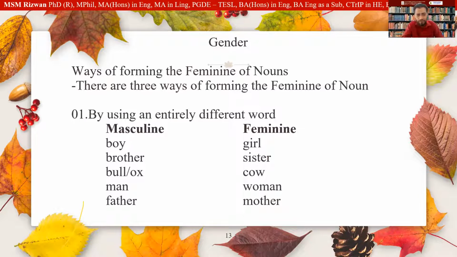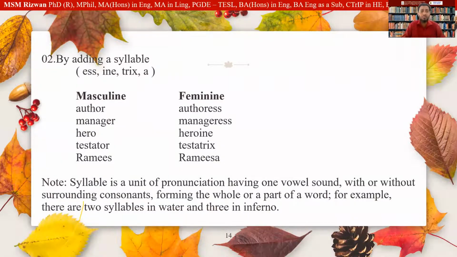Can any one of the volunteers read the rest of the masculine and the feminine? Excuse me, sir, shall I? Yeah, proceed. Brother, sister, bull or ox, cow, man, woman, father, mother. Exactly. There is a bulk of words forming the feminine of nouns in this manner. So, dear students, you can find some more examples, right? I can give you some more examples, don't worry.